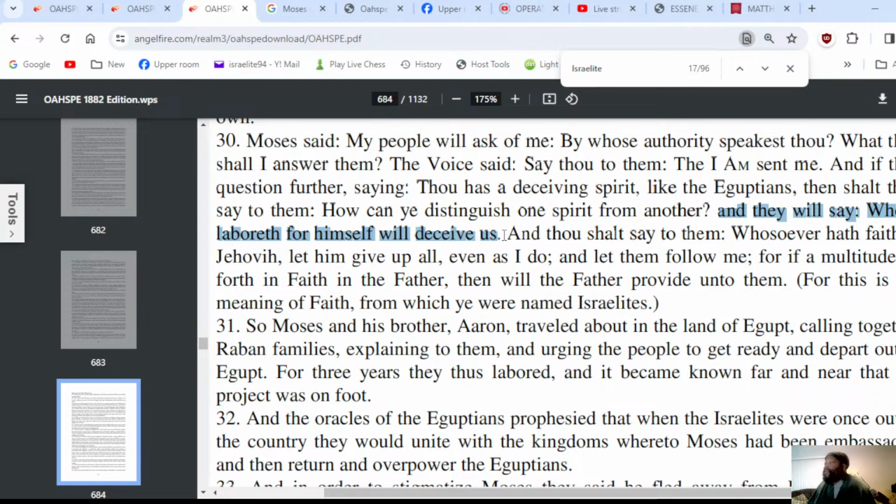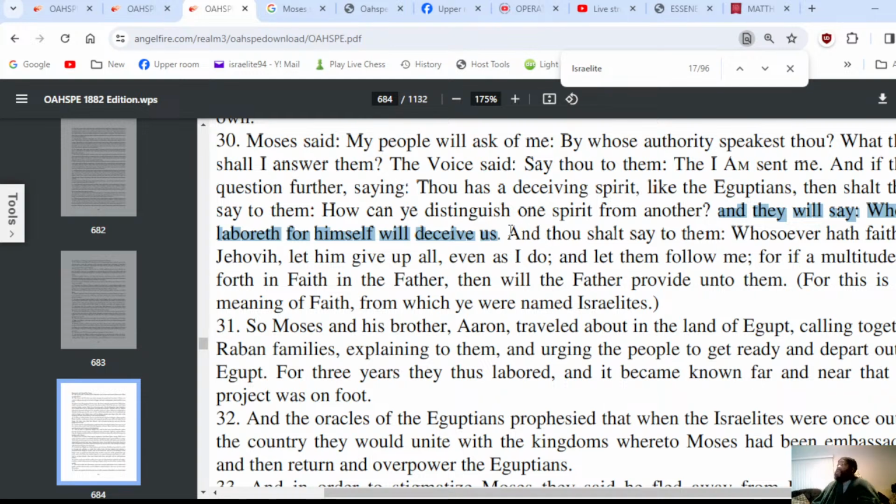The OAHSPE gives you a lot of detail, but it don't give you everything. It kind of leaves some things hanging out there for you to put two and two together. And what they say here, that's just a true statement. They will say, whoso laboreth for himself will deceive us. So if it's a false God, they ain't gonna mind lying about who they are. Yeah, they're gonna say they're the angel of the Lord. Yeah, they're gonna say that they are the angel that was with us back in Egypt. How can we prove it? That's what they're asking of Moses. But the angel knows how to answer them.